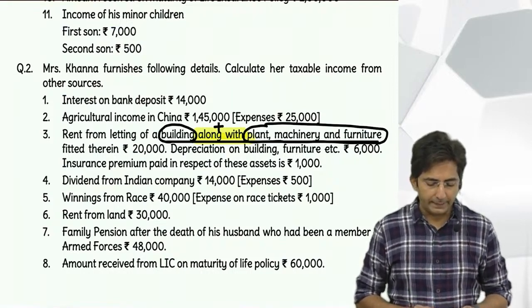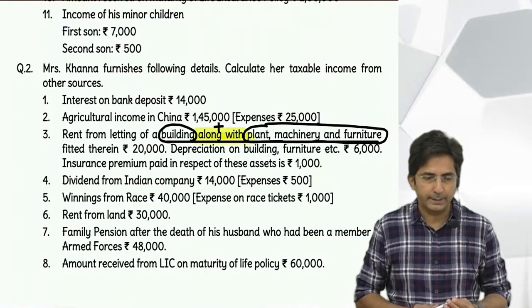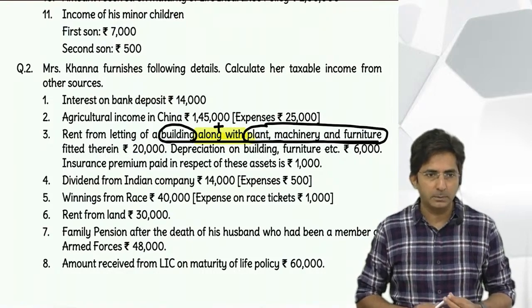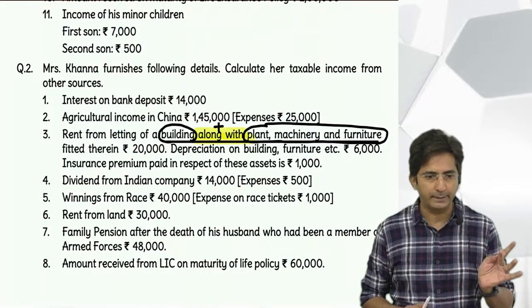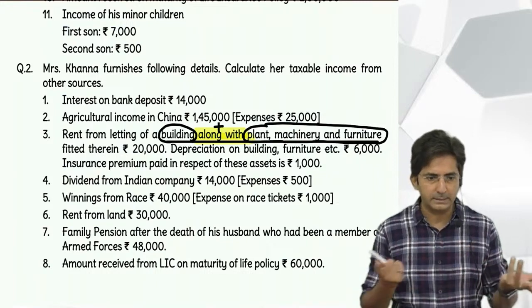And see, for rent income in the question, what did I say? All the rents are fully taxable. In our theory, there were three rents: rent of other asset, rent from subletting, and composite rent. So this is composite rent and it is taxable.